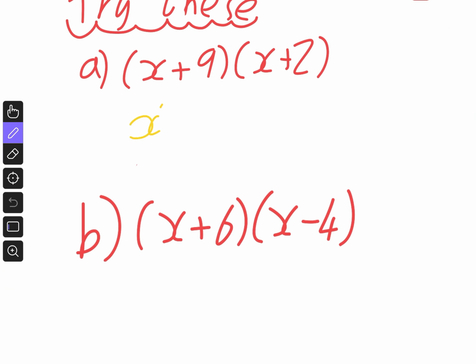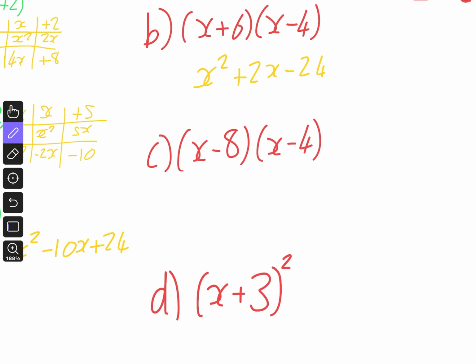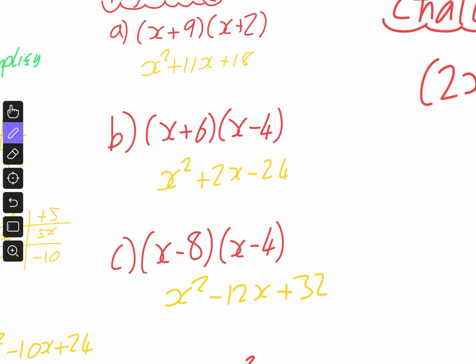So you should have x squared plus 11x plus 18. Maybe you've seen a quick way of doing this without doing all that. The next one will be x squared plus 2x minus 24. And the next one is x squared minus 12x plus 32. Okay, and then a little cheat, if you didn't realise: all I've done is I've just gone 9 add 2 to get me 11x, 9 multiplied by 2 to get me 18, and I've done that on all of them. 6 minus 4 is 2x, 6 multiplied by minus 4 is minus 24.